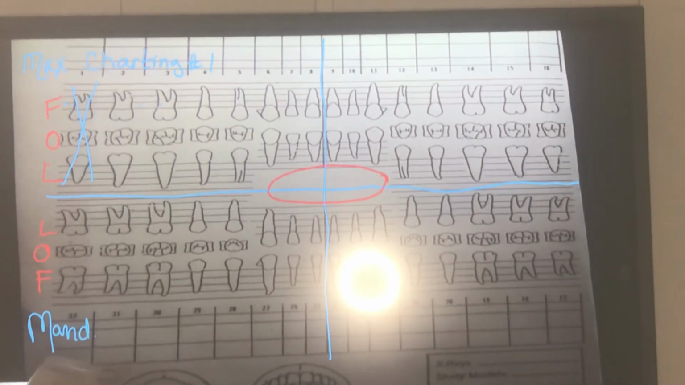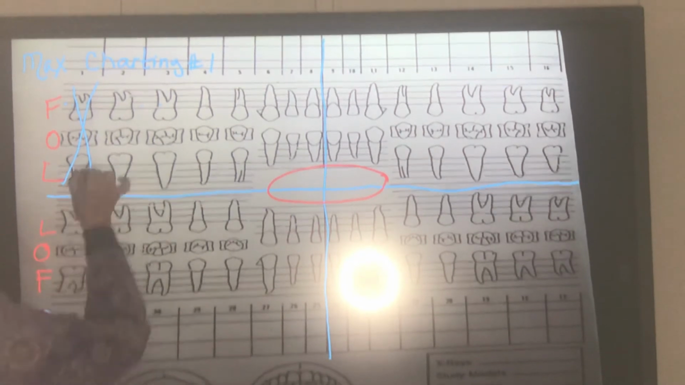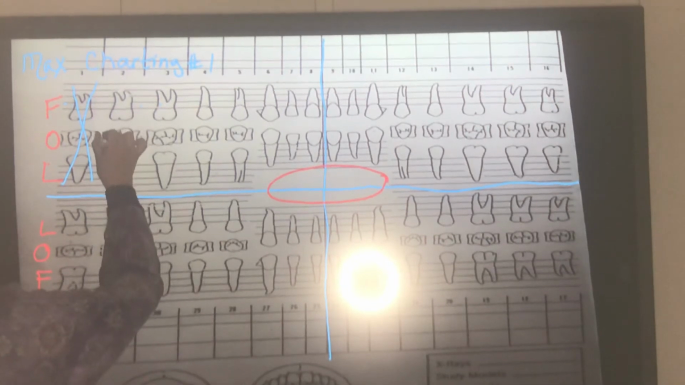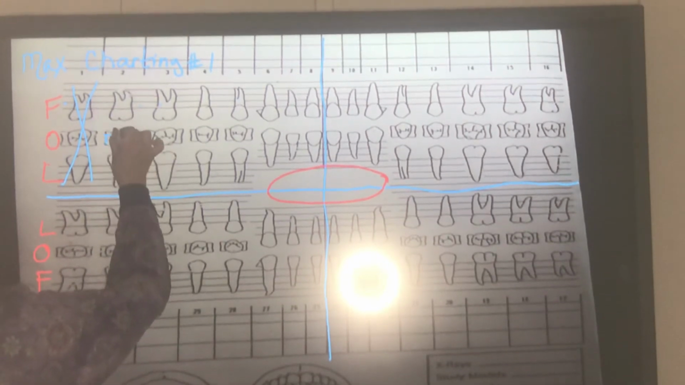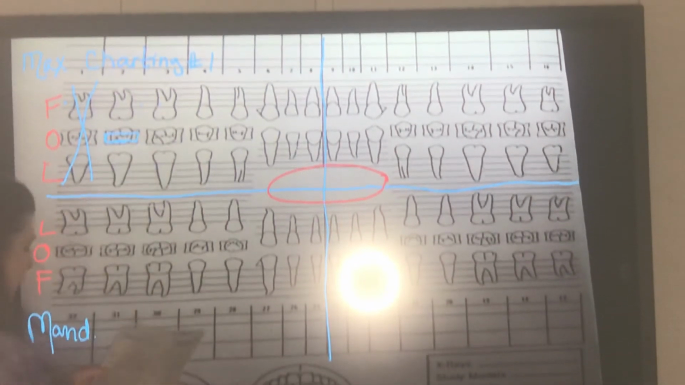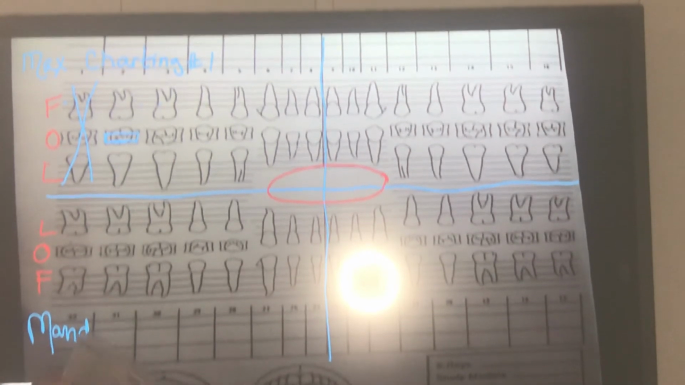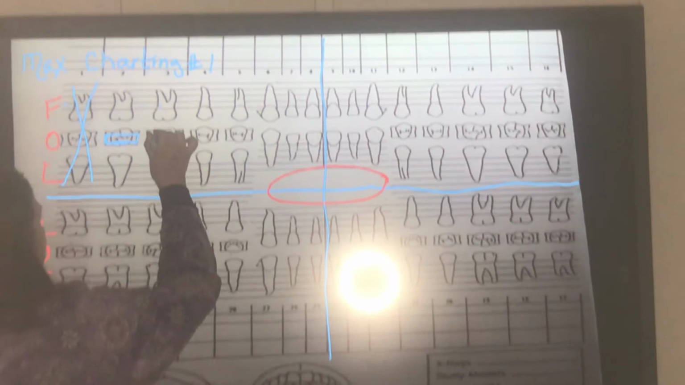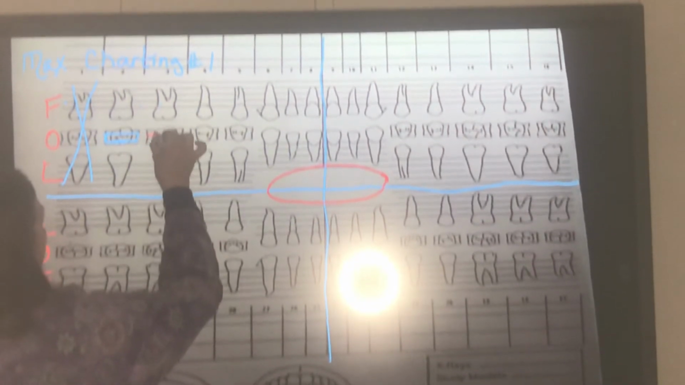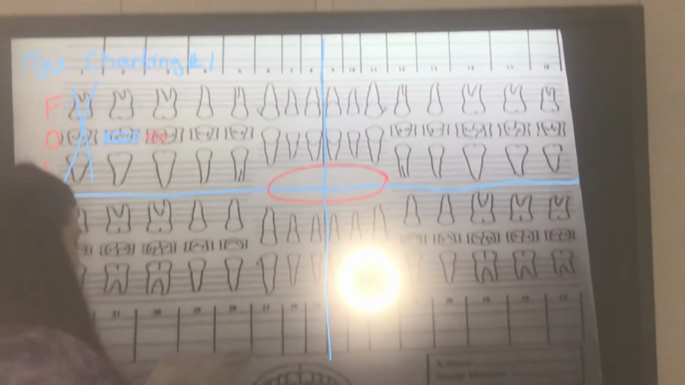Number 2 has. Has means it's going to be in blue. A MOD composite. And you can just fill it in like this. Tooth number 3 needs a DO composite. So you're going to put it in red because it needs it, and you're going to circle it like this. DO composite.